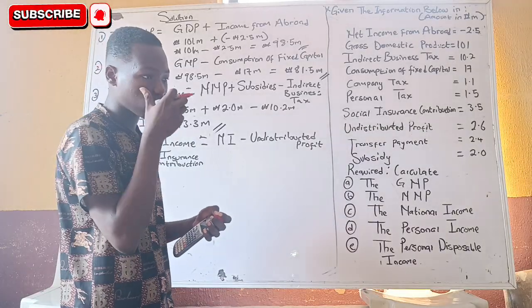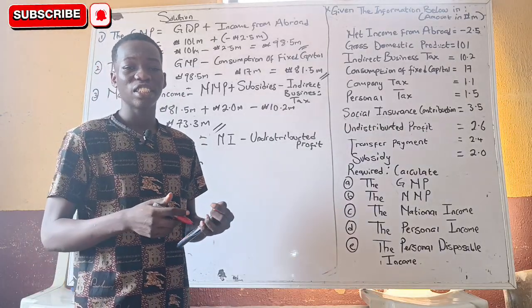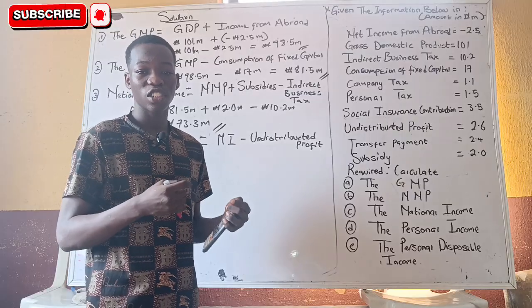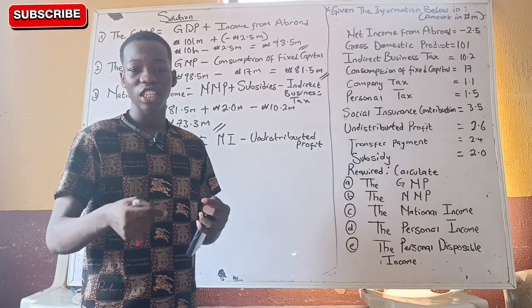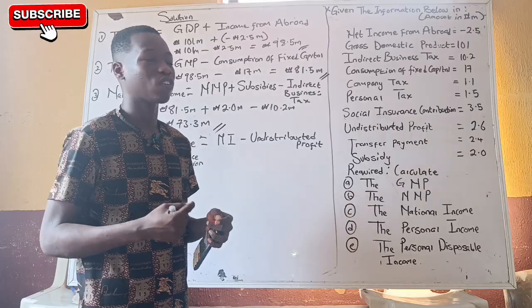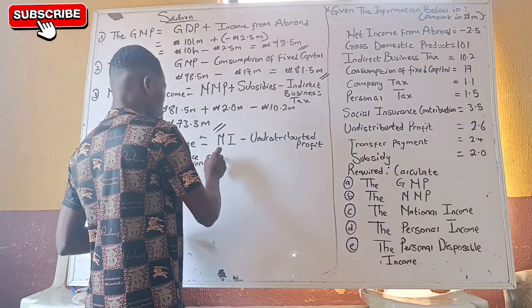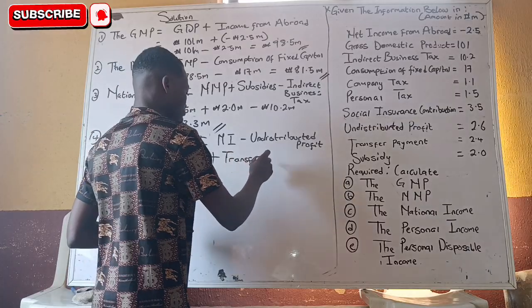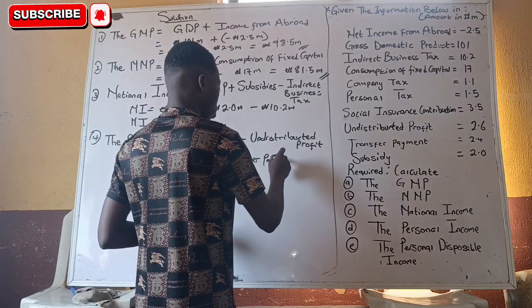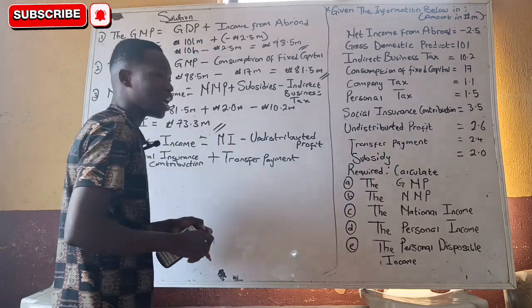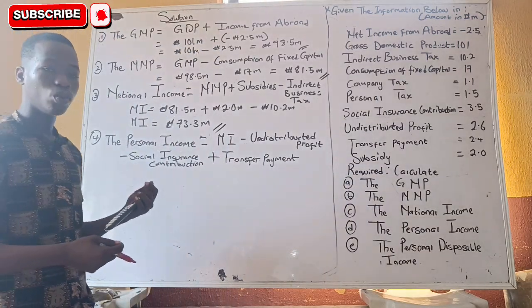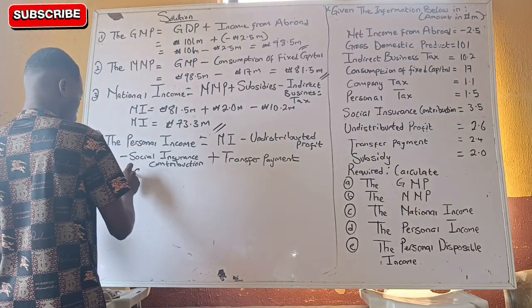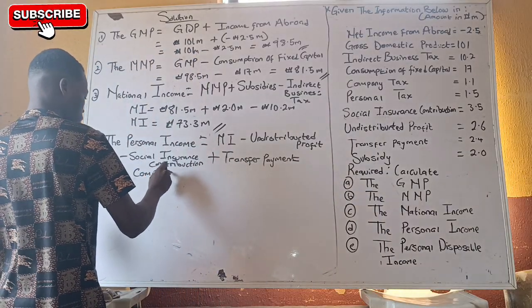Also, transfer payment. Transfer payments are payments that you receive but not from productive activities, you did not work for it, like money given to a beggar is an example of a transfer payment. So that transfer payment you need to add because it's part of your income too. Transfer payment. Then company tax will be deducted: minus company tax.